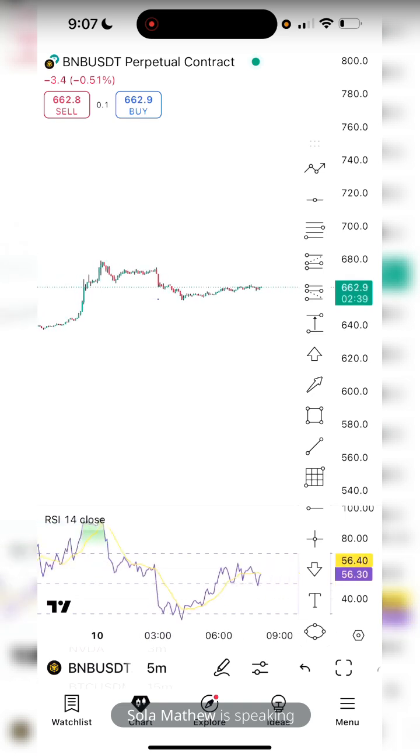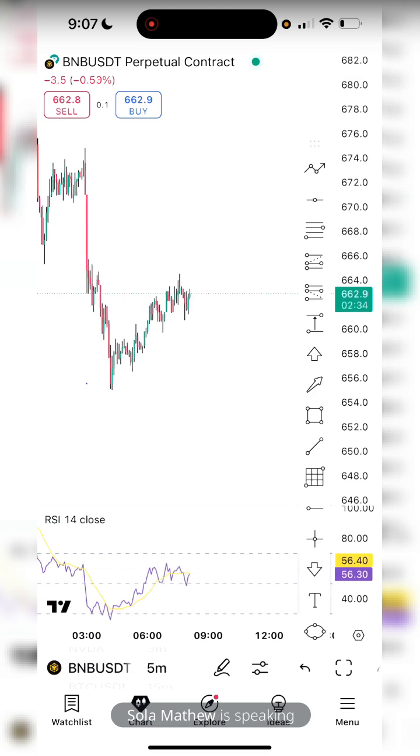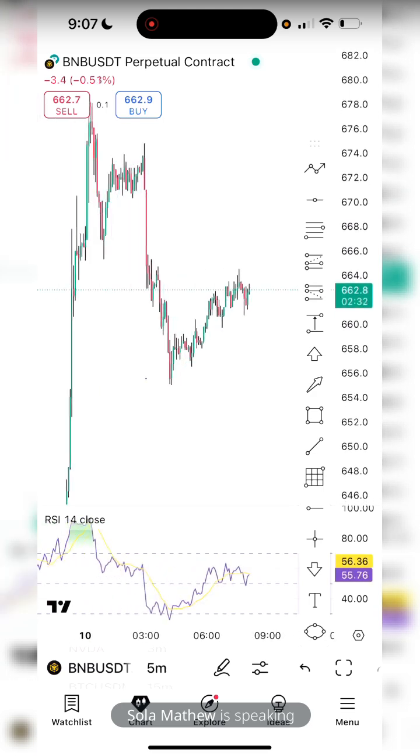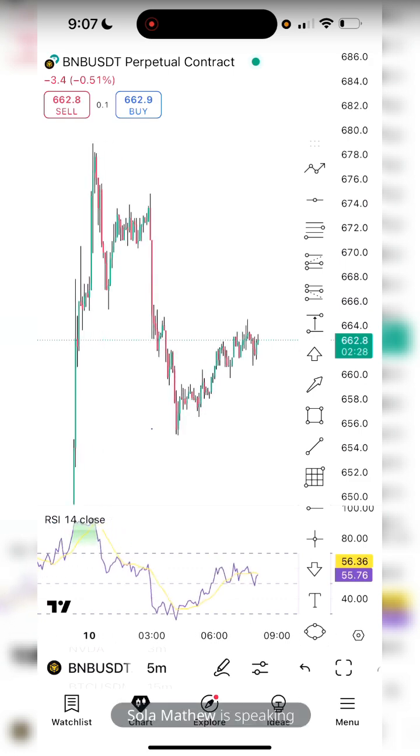5 minutes. Let's see what is happening. See if you can zoom in. You see, it's a downtrend in 5 minutes, but it's still going up here.